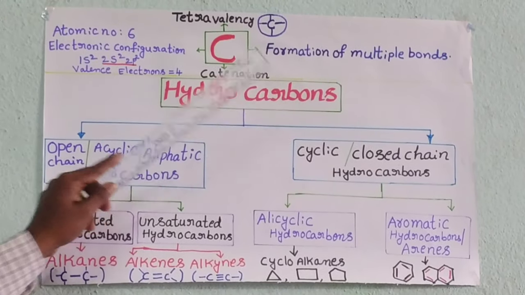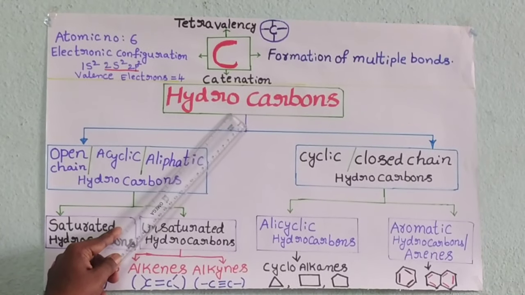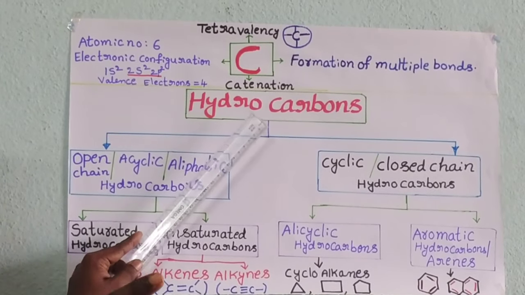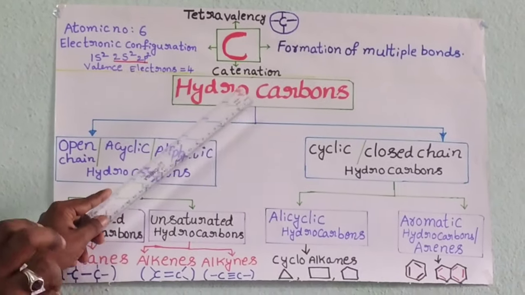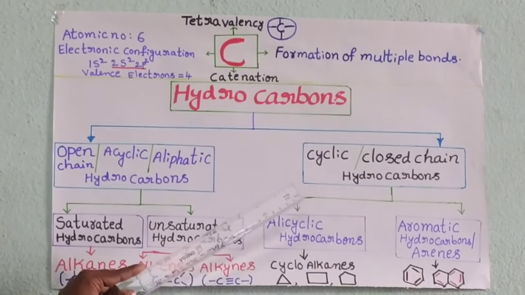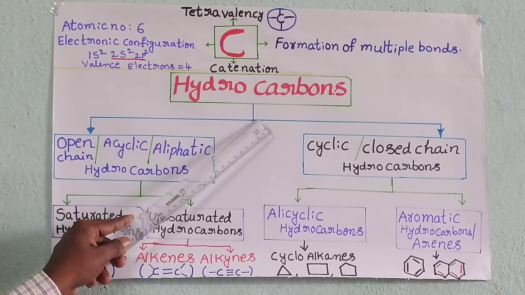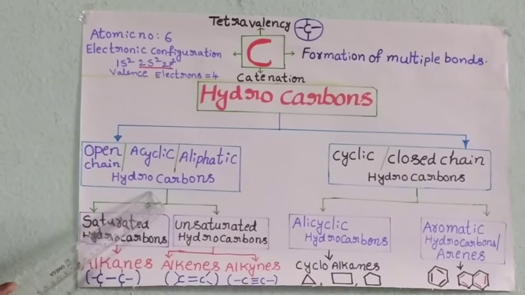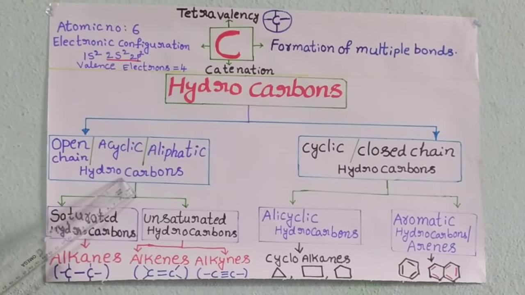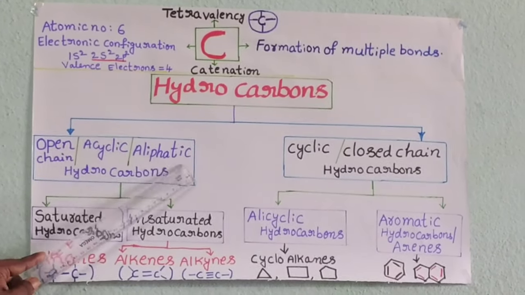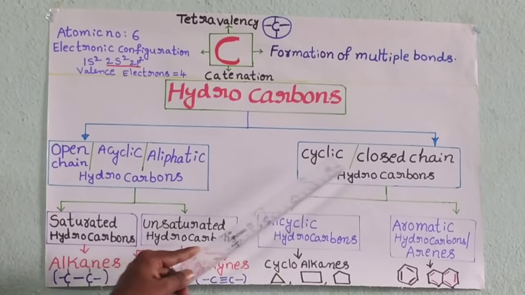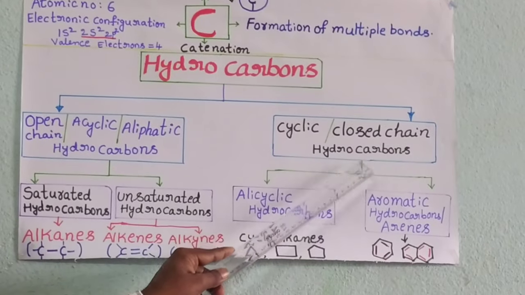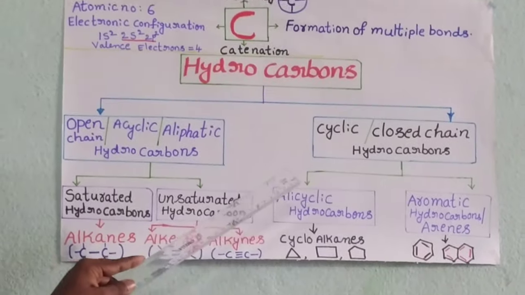that is hydrocarbons. What is meant by hydrocarbons? Compounds which contain only carbon and hydrogen, we name as hydrocarbons. These hydrocarbons are classified into two types. They are open chain hydrocarbons or acyclic hydrocarbons or aliphatic hydrocarbons. Next, another classification is cyclic hydrocarbons or closed chain hydrocarbons. Now we discuss one by one.